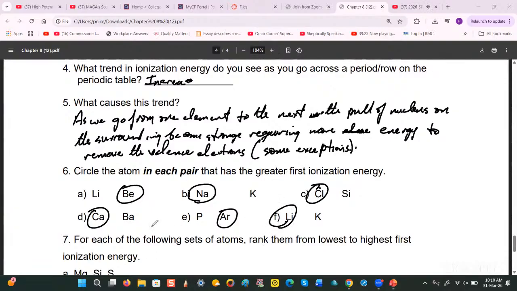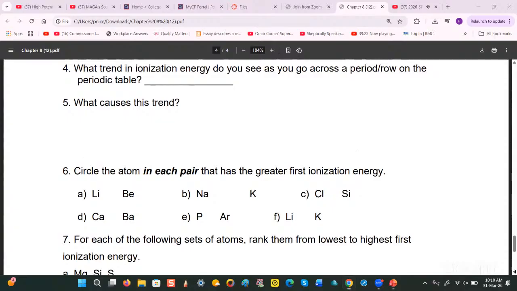Alrighty. Any questions about these? Any questions out there in Zoom? Please feel free to chime in. Let me clear this, and let's move on to number 7.